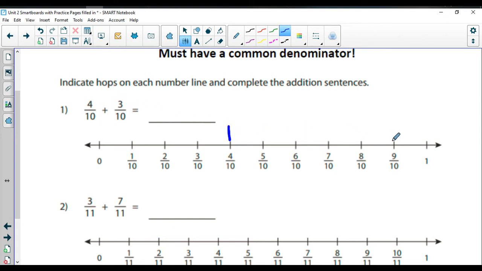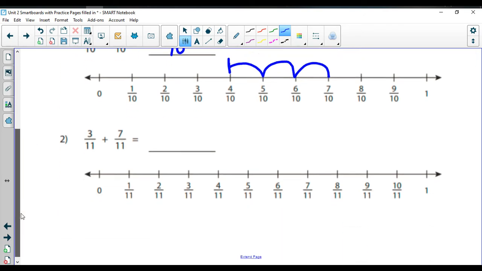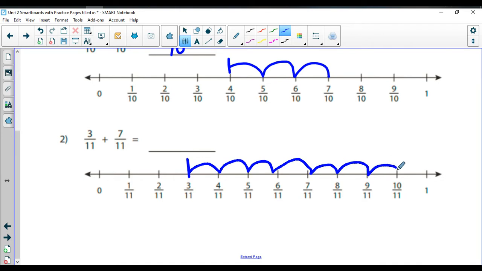Each of these spots on here represents 1/10. So I'm going to start at 4 and I'm going to go 1, 2, 3. And when I add on those 3/10, I'm now at 7/10. This is just like what we saw when we talked about number lines with adding integers way back at the start of the school year. So 4/10 plus 3/10 is 7/10. 3/11 plus 7/11. We're going to start here at 3/11 and we're going to go 1, 2, 3, 4, 5, 6, 7. And that's going to take us here to 10/11.